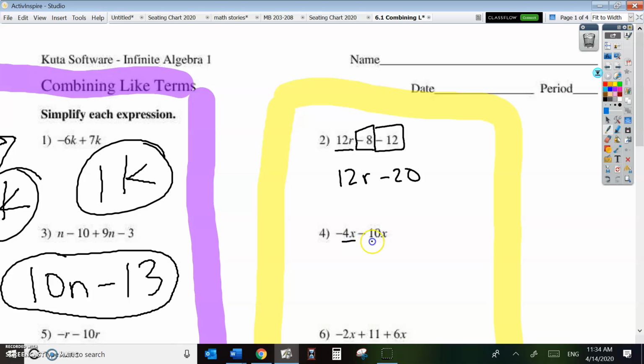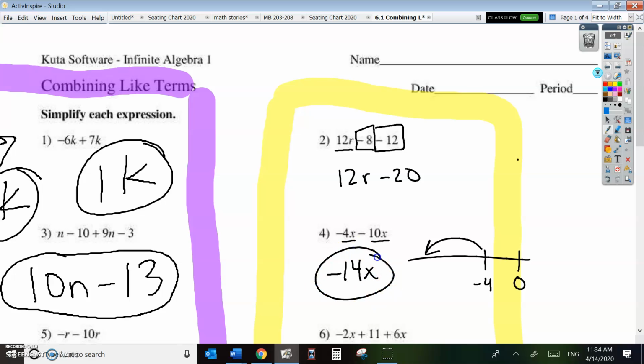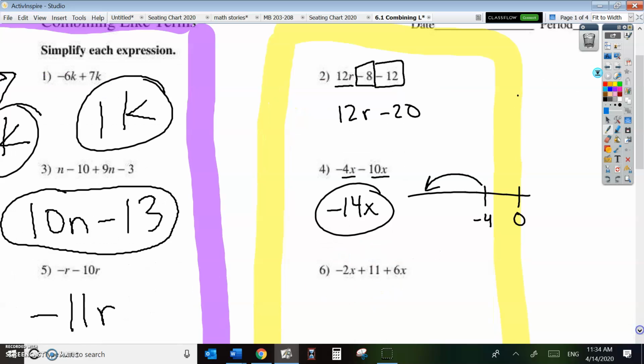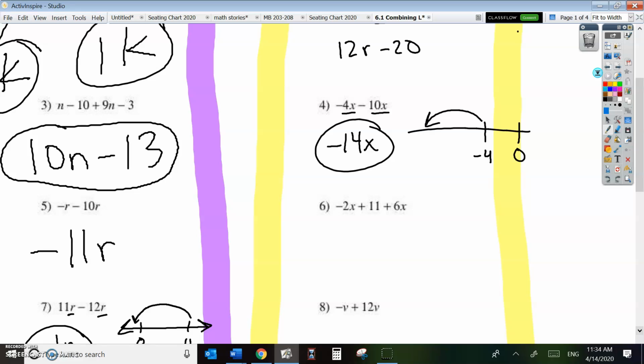Number 4. This has an x, this has an x. Keep them, because they are like terms, because they both have the variable x. Combine the numbers. Here's a number line if you get mixed up. There's negative 4, and you're going more negative, down to negative 14x. Okay, pause for number 6.